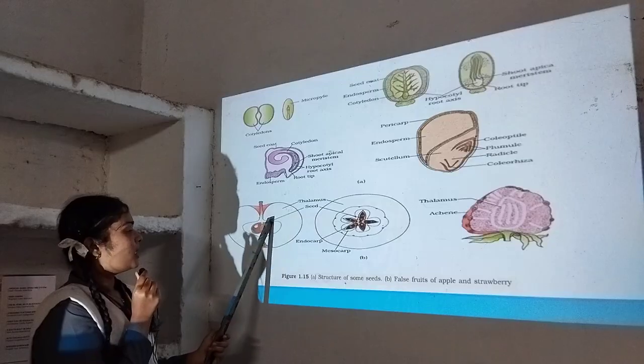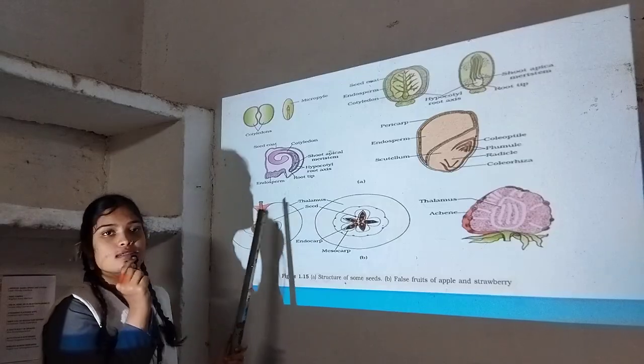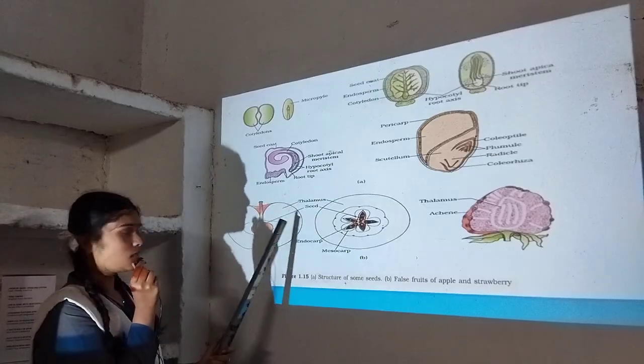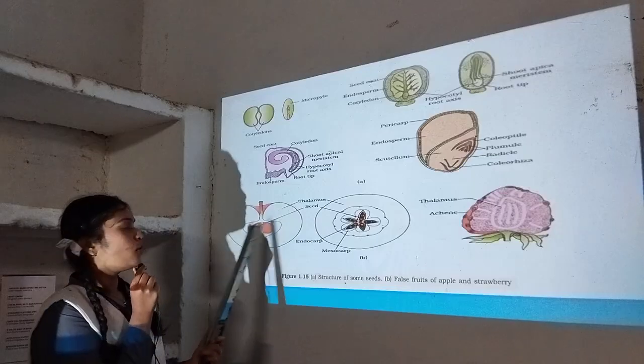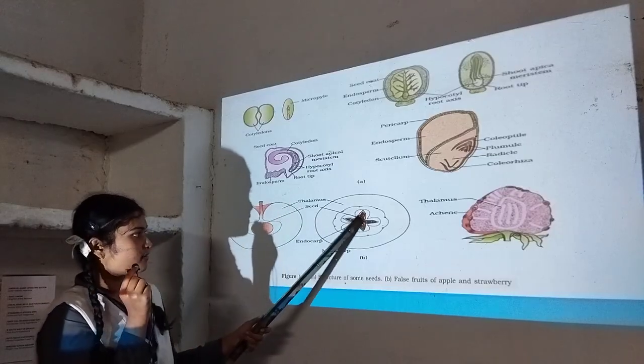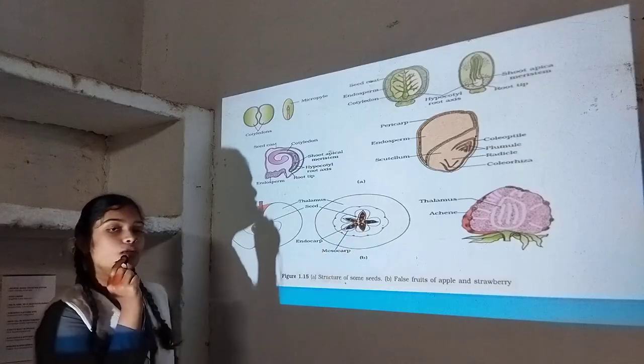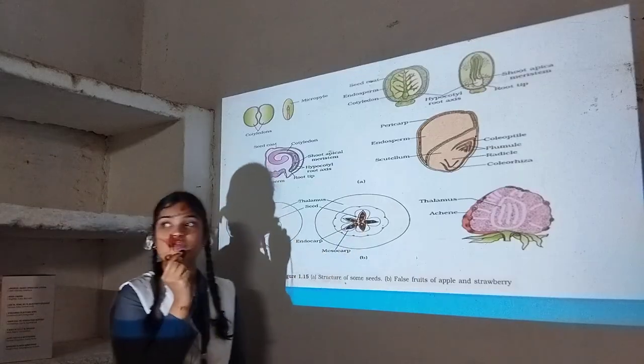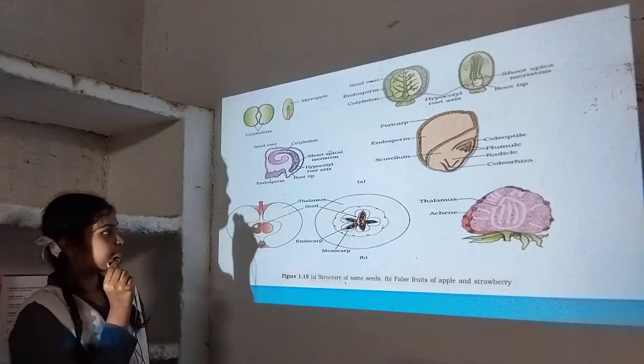This is an apple, and this is a false fruit because it is made up of a thalamus. So this is a false fruit, and this is the seed inside it, but a true fruit is made up of the ovary.